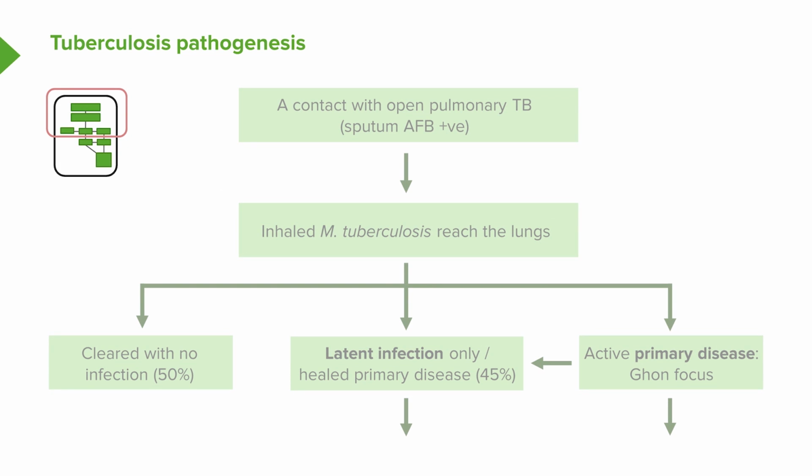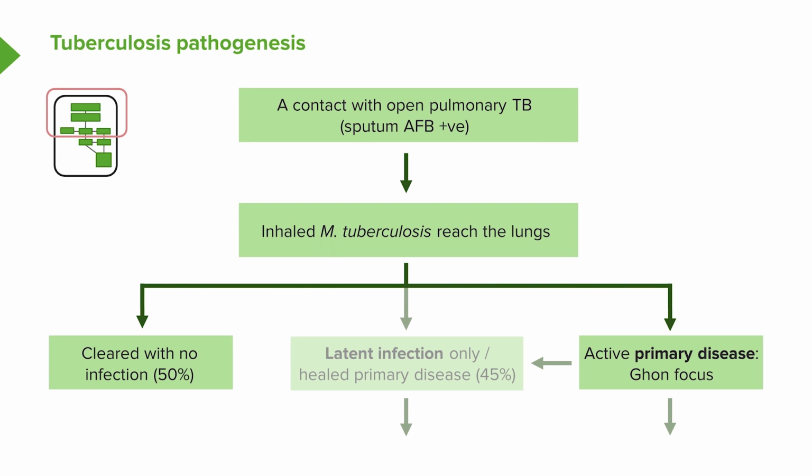Just to describe the pathogenesis in a bit more detail, what happens is you're in contact with somebody with open pulmonary tuberculosis, and what we mean by open pulmonary tuberculosis is that if you look at the patient's sputum, you will see the bacteria present when you stain it with a special stain called acid-fast bacilli stain. So their sputum AFB positive is the description that's used. The tuberculosis reaches the lungs, invades the macrophages, but in fact, quite a lot of the time, 50% of people, it will be killed and removed from the lungs and not cause any problems at all.